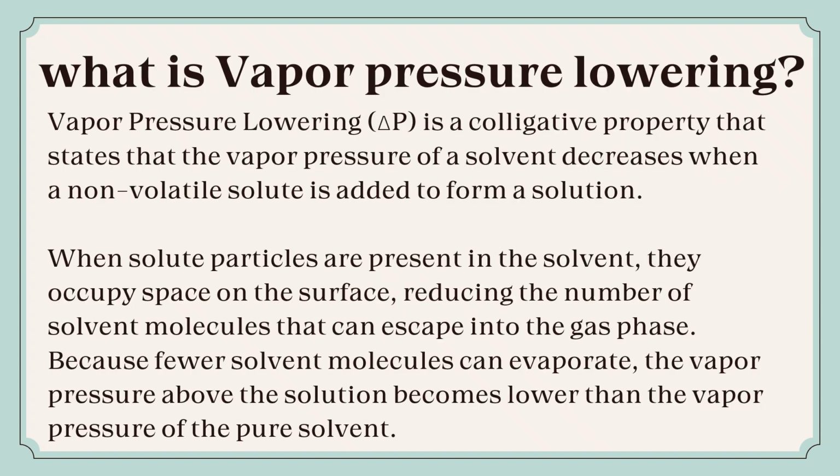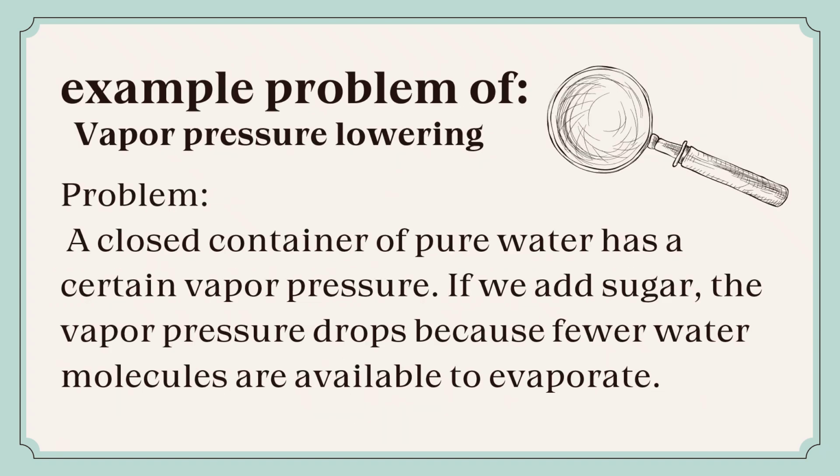So what is vapor pressure lowering? Vapor pressure lowering is a colligative property that states that the vapor pressure of a solvent decreases when a non-volatile solute is added to form a solution. When solute particles are present in the solvent, they occupy space on the surface, reducing the number of solvent molecules that can escape into the gas phase. Because fewer solvent molecules can evaporate, the vapor pressure above the solution becomes lower than the vapor pressure of the pure solvent.